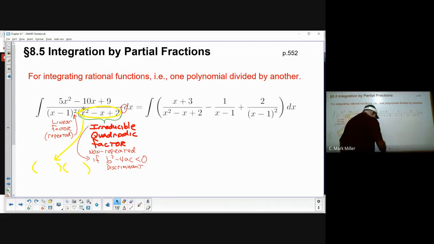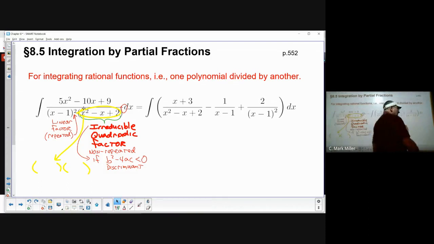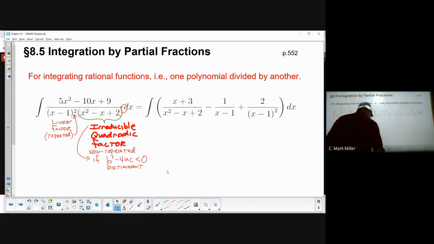So what you should walk away with from this slide is that the method of partial fractions is an algebraic technique that breaks down this integrand here. This integrand here equals all of this stuff.